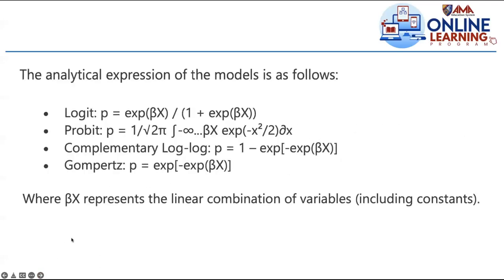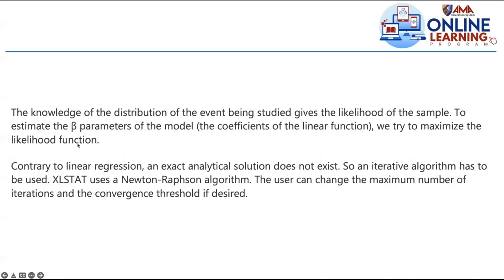To estimate the beta parameters of the model, the coefficients of the linear function, we try to maximize the likelihood function. Contrary to linear regression, an exact analytical solution does not exist. In linear regression, remember, we were able to get the values of m and b manually and using software, the Excel. There we get an exact solution because we have the formula, and the software is based on the formulas for m and b.